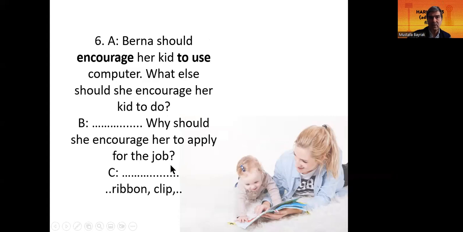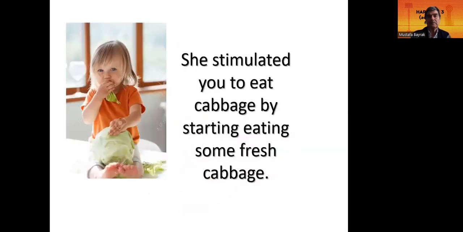Why should she encourage her to apply for the job? Her kid is a girl, so she should apply. She should encourage her to apply for the job because they need money.